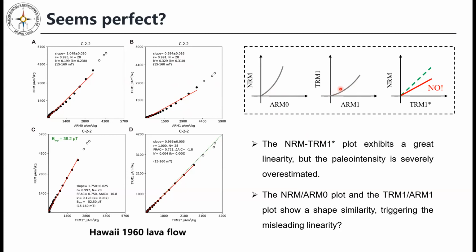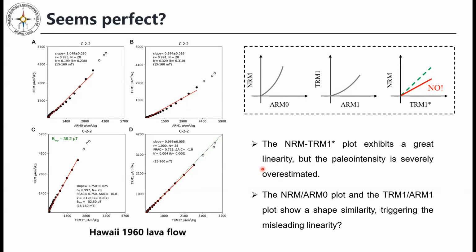So we have a speculation that we have two curves here with very similar shape, but the integral efficiency of TRM to ARM is quite different. So we can get an erroneous line here, with a biased result. We have this speculation and want to validate it.